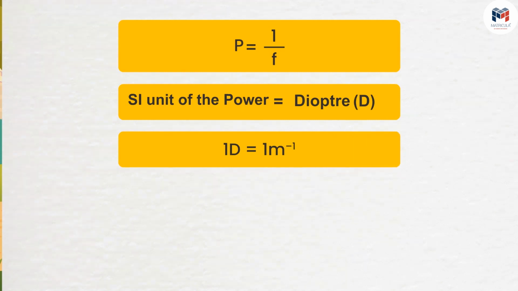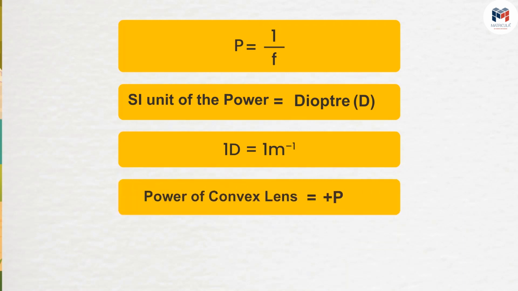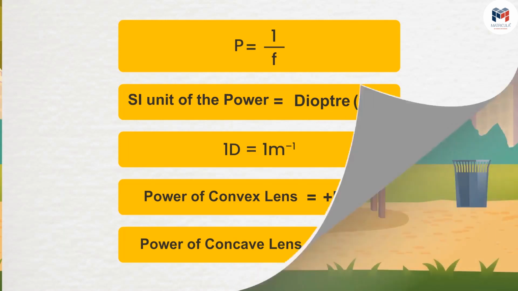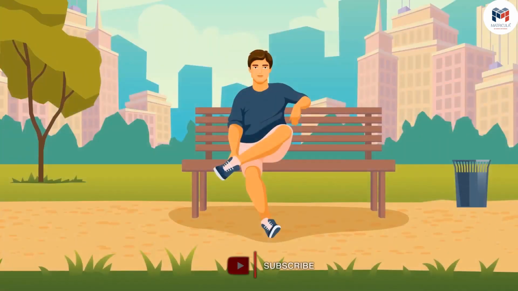We know that the focal length of a convex lens is positive, so the power of a convex lens is also positive. In contrast to the focal distance of a concave lens being negative, its power is also negative. And this is the reason that the power of the lens applied in the glasses is also positive and negative, which we will know in detail in the next chapter.